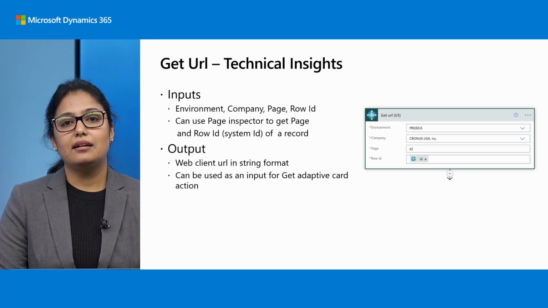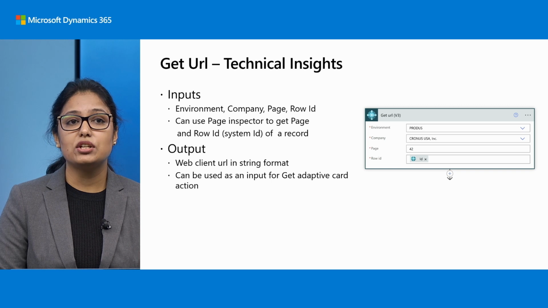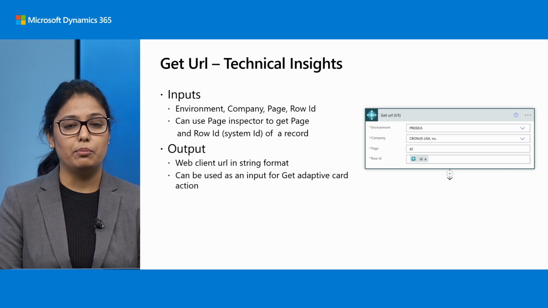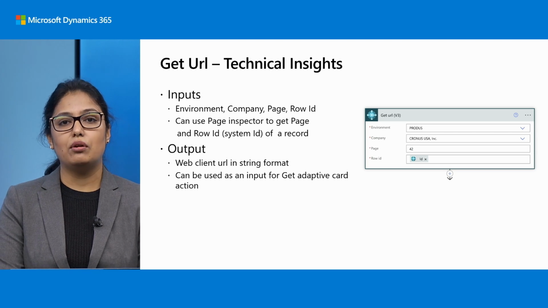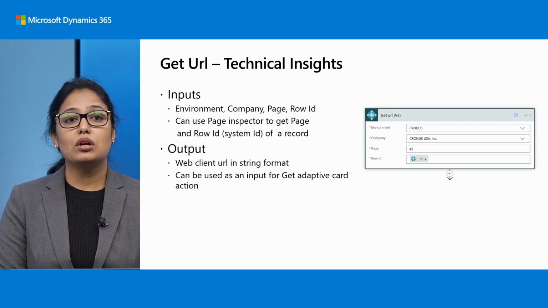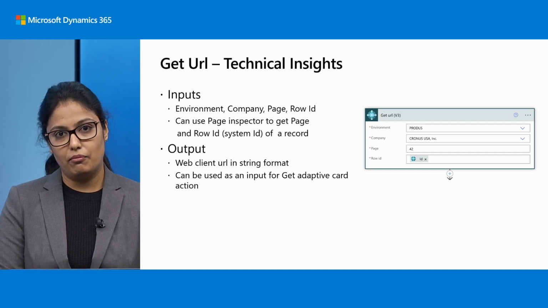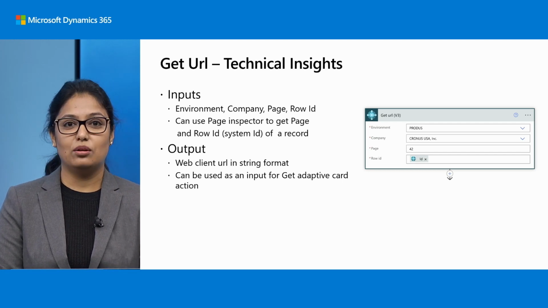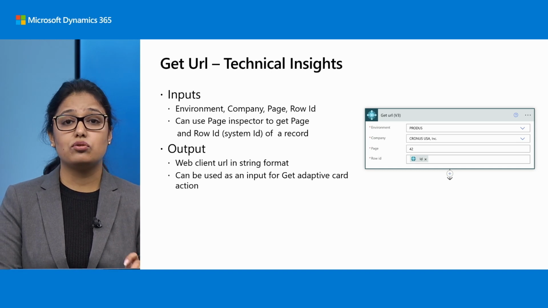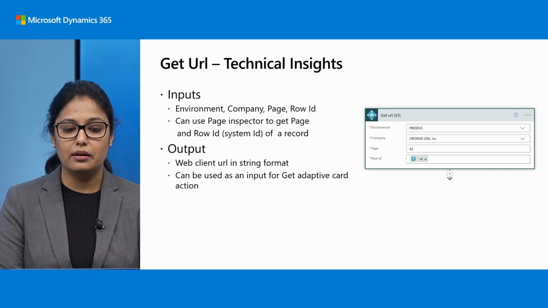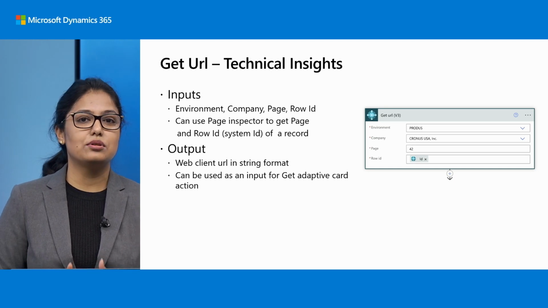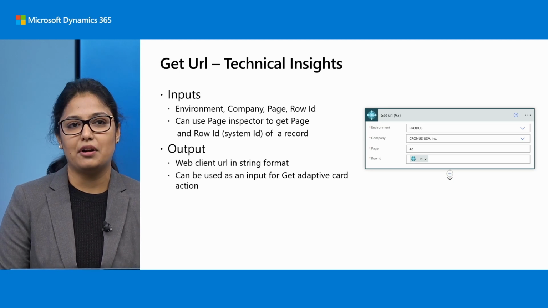When we go into the technical insights, this action requires environment, company, page, and row ID as input. If you don't know how to get the page for a certain record or how to get the row ID, you can also use the page inspector from the Business Central web client and get those values. The output of this action is a string formatted web client URL that can be used as an input, and we also recommend using it as an input for the Get Adaptive Card action.